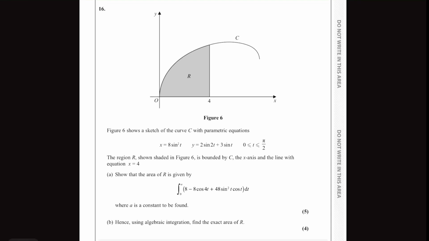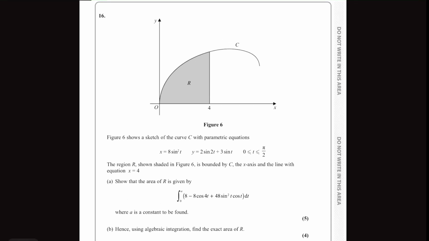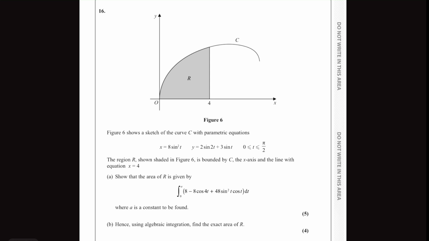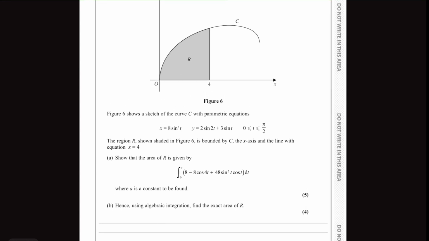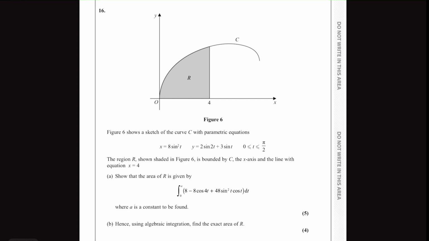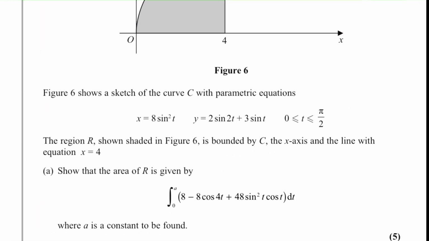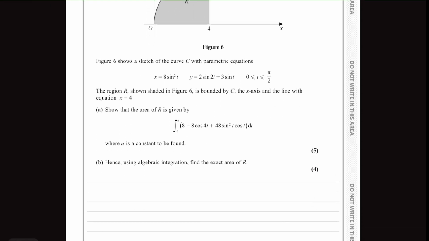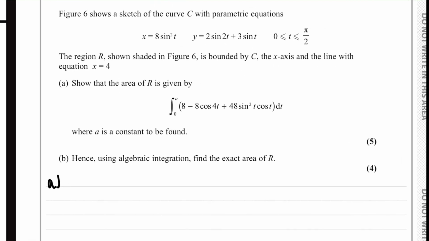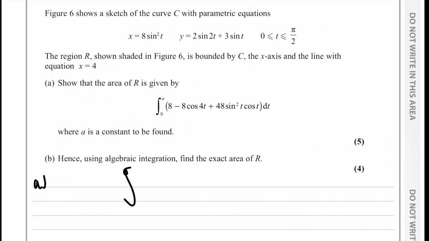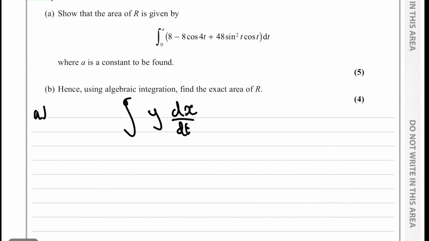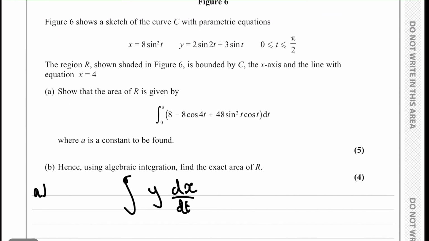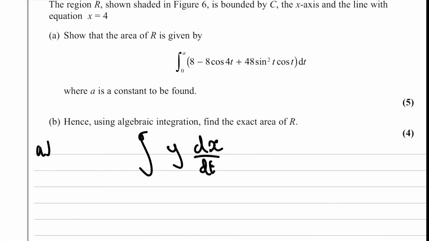Okay, so another topic that will likely come up in paper 2 is parametric integration, right? So let's get started with part A. In this question, they want us to prove that the shaded area R is given by this integral. Now this integral, how can we get to that? Well, with parametric integration, we know that the integral is given by y multiplied by dx over dt. Now y we already know, dx over dt we don't know, so we need to find it out.